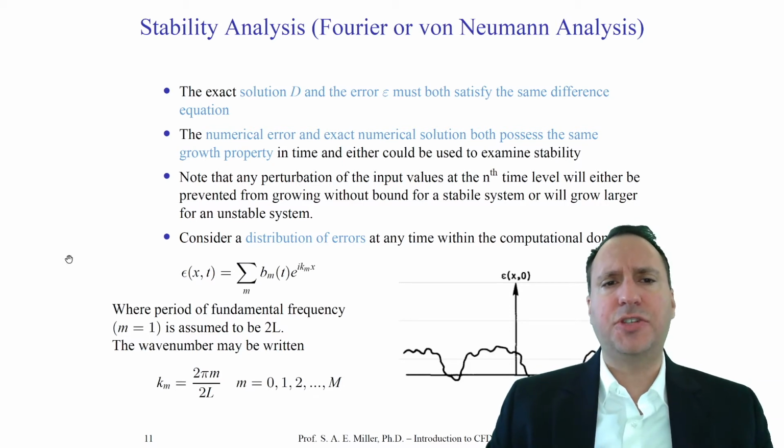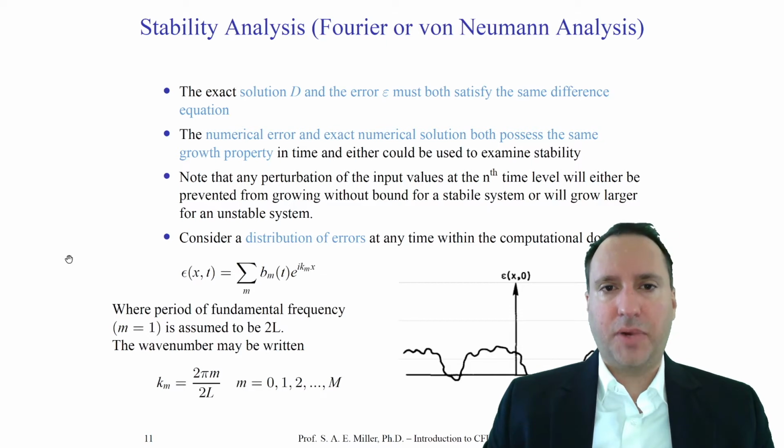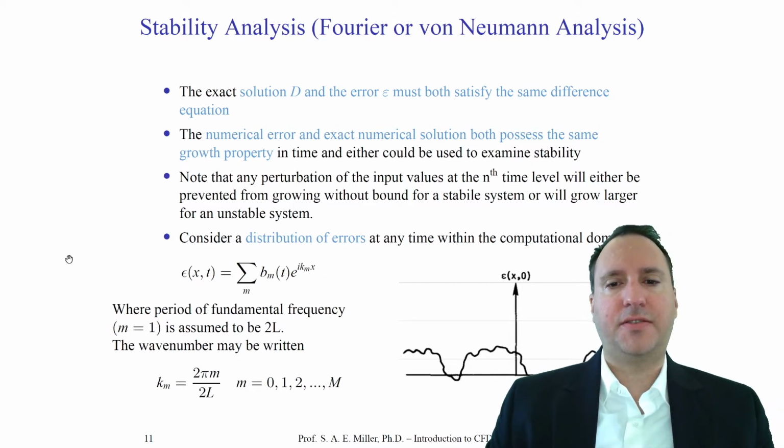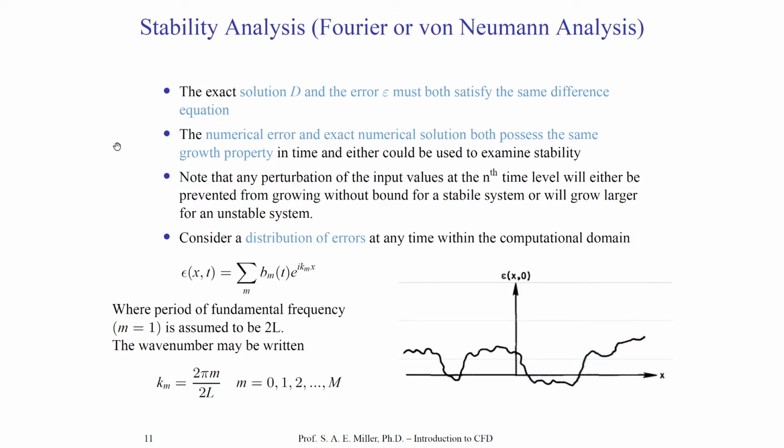Now, an exact solution, that is d, and the error epsilon both satisfy the same difference equation. This is a critical and important part of the von Neumann stability analysis. We also have to show that the error will decay, and the exact numerical solutions both will possess the same growth property in either time or perhaps space. And then we can examine stability. This is the reason why we made this interesting substitution.